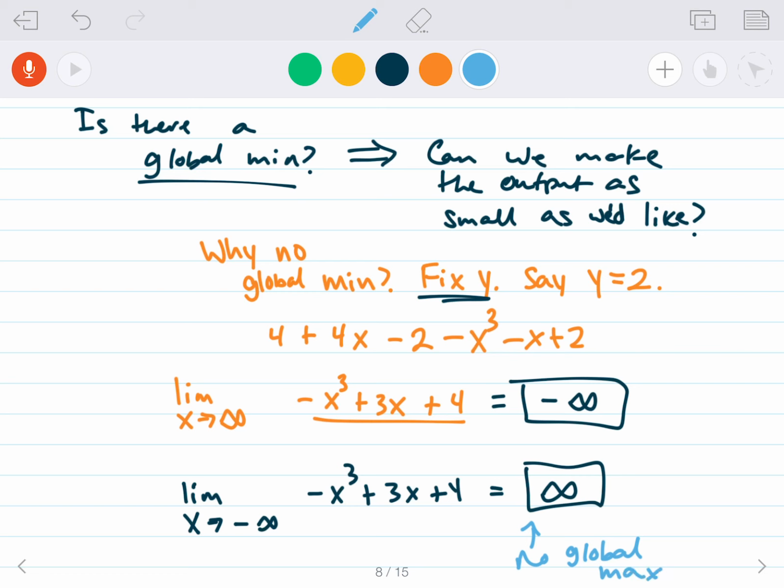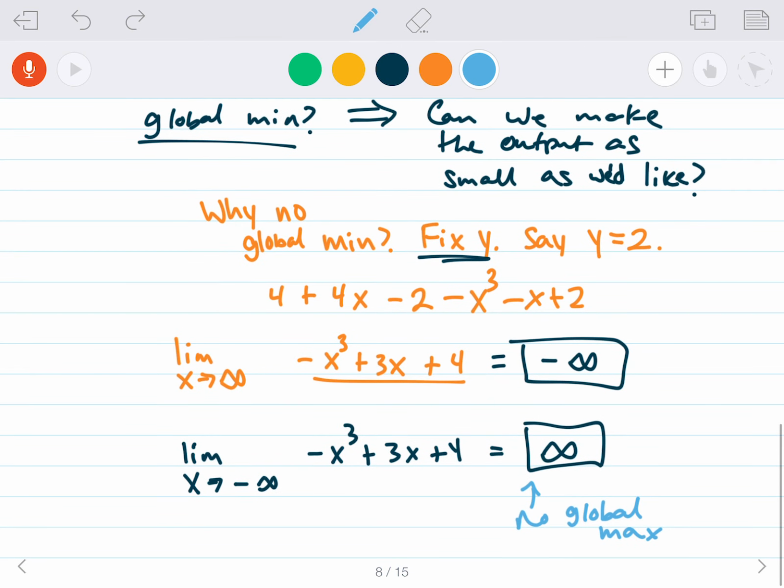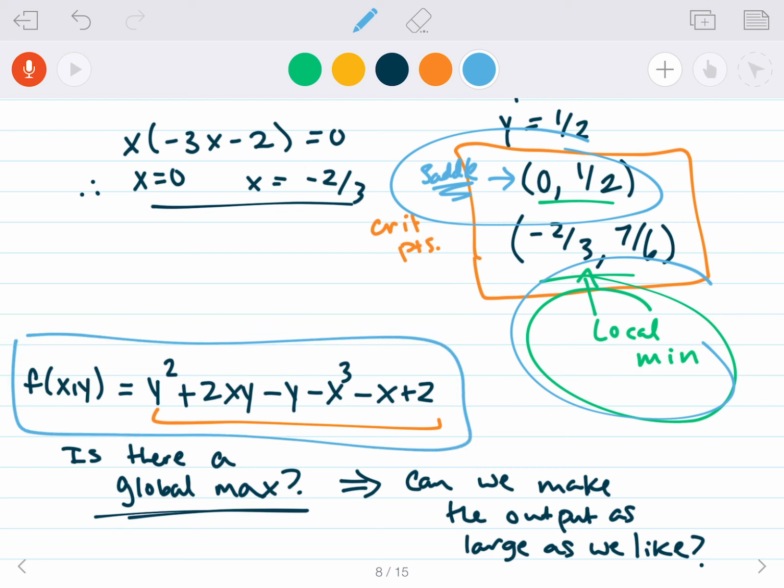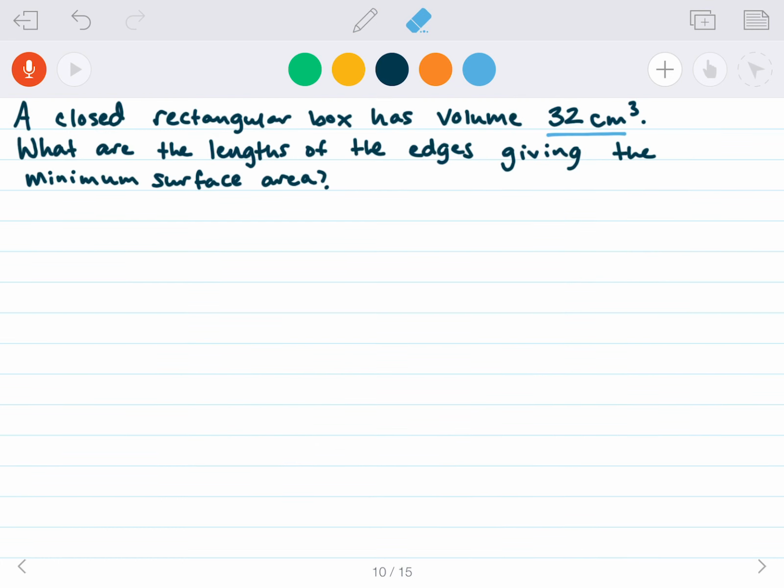We can make the function as big as we want by fixing y. We can make the function as small as we want by fixing y, okay? That's the idea here. So no global max, no global min. But we do have a local min and we have a saddle point, and you guys should check this out on GeoGebra to actually see this in action.